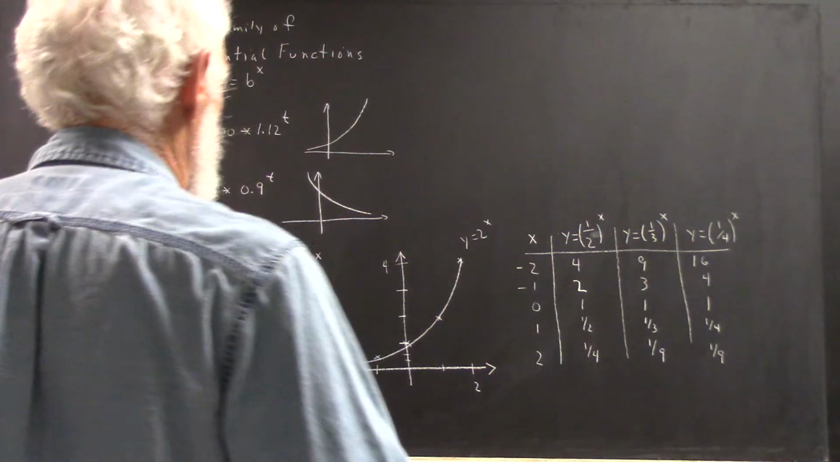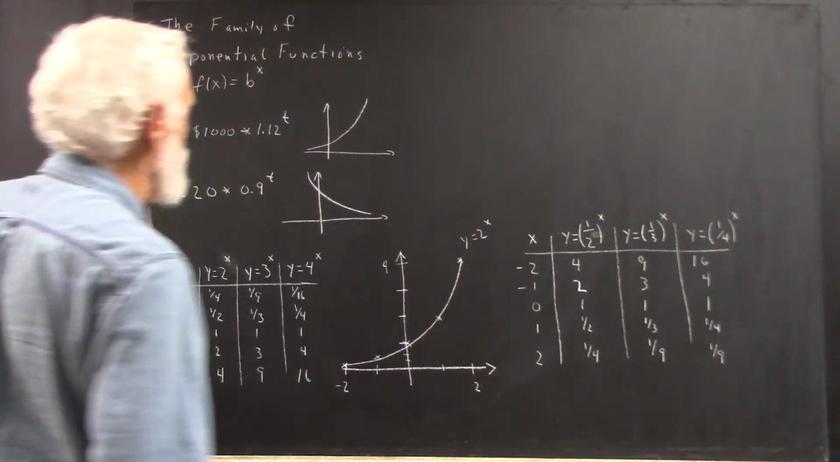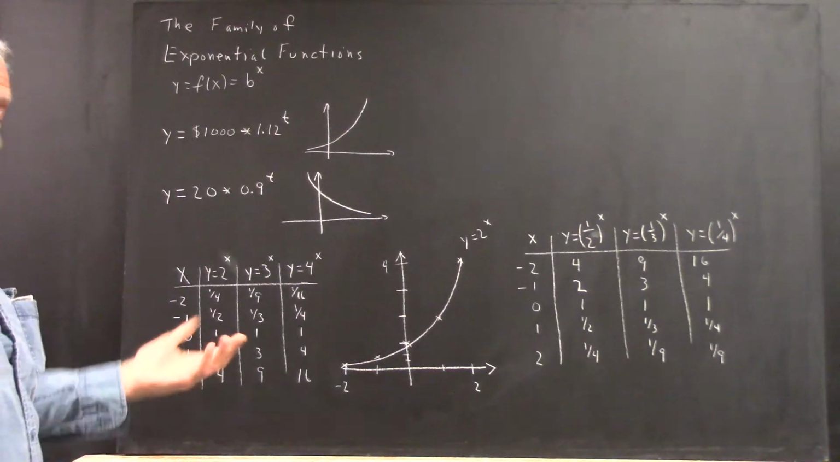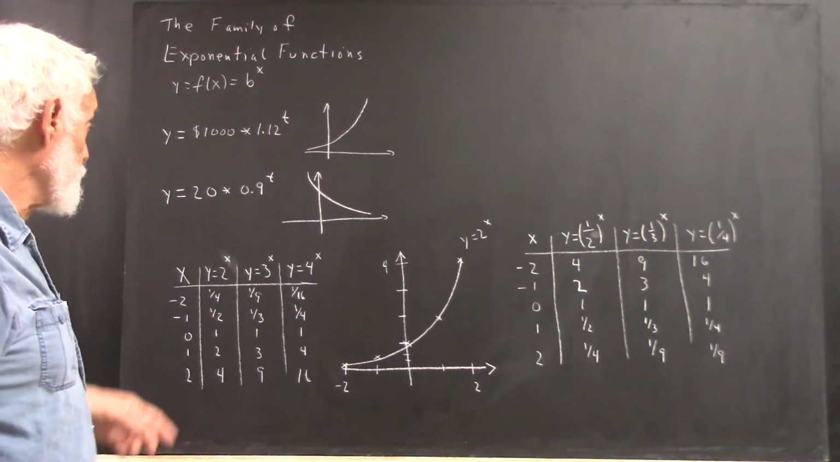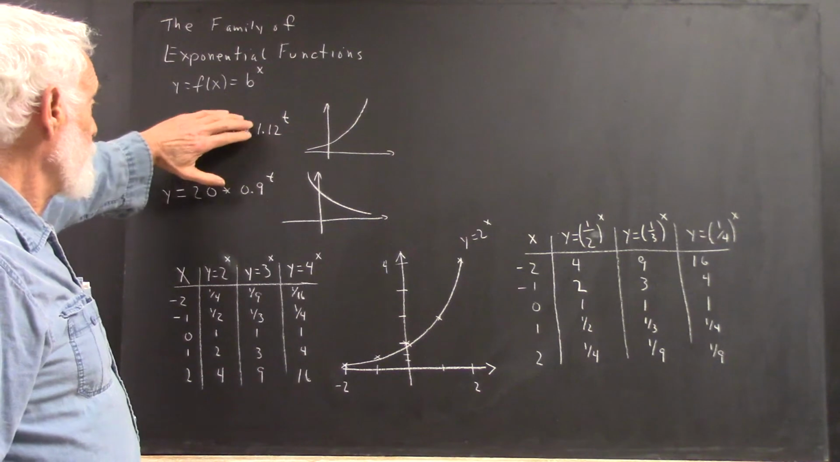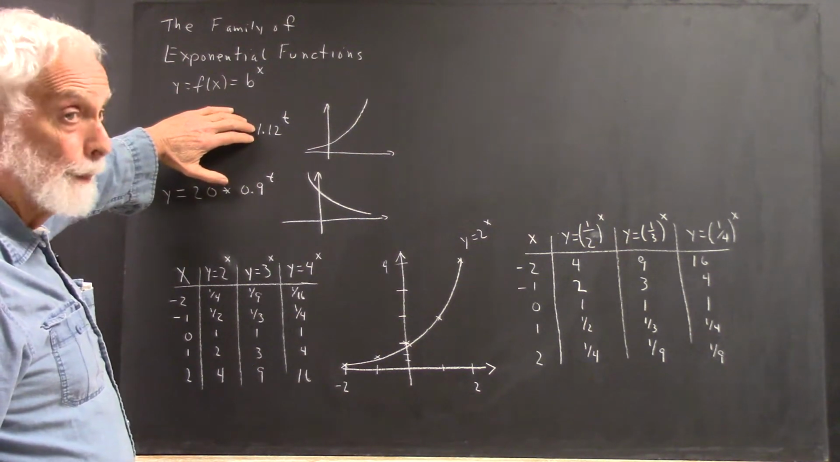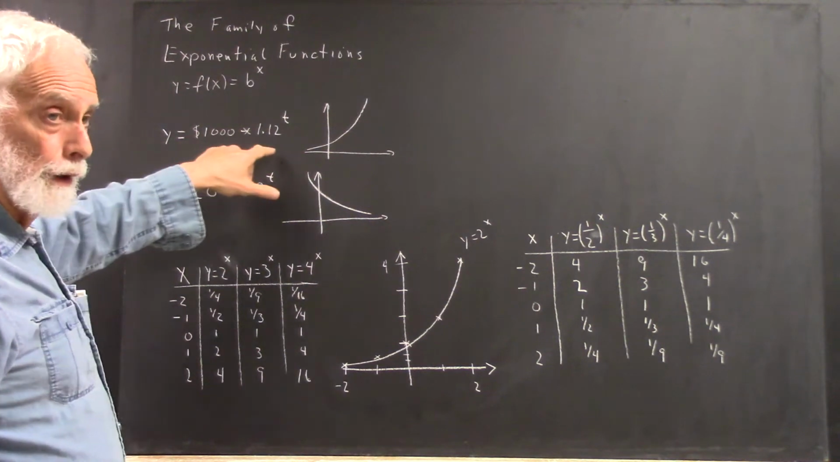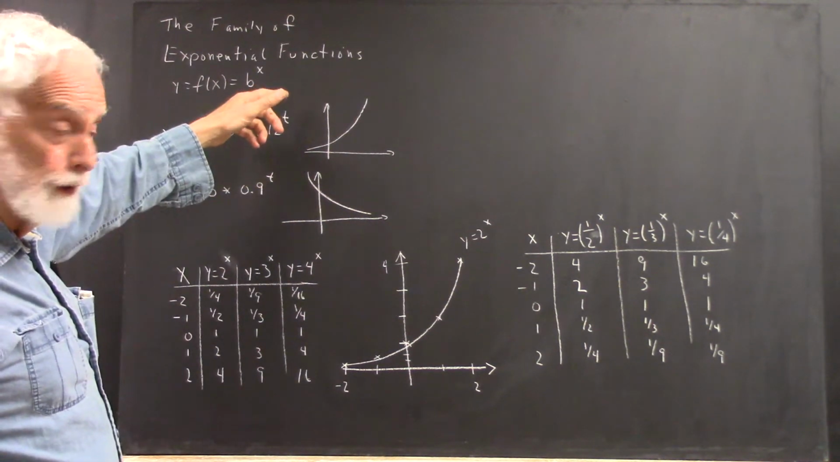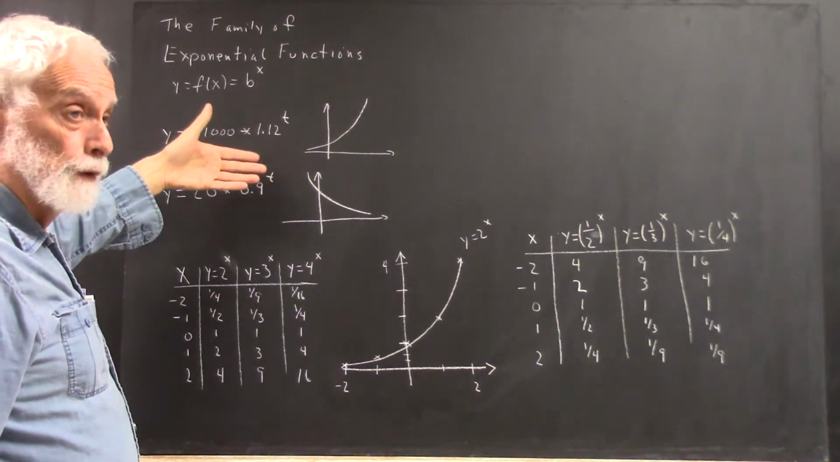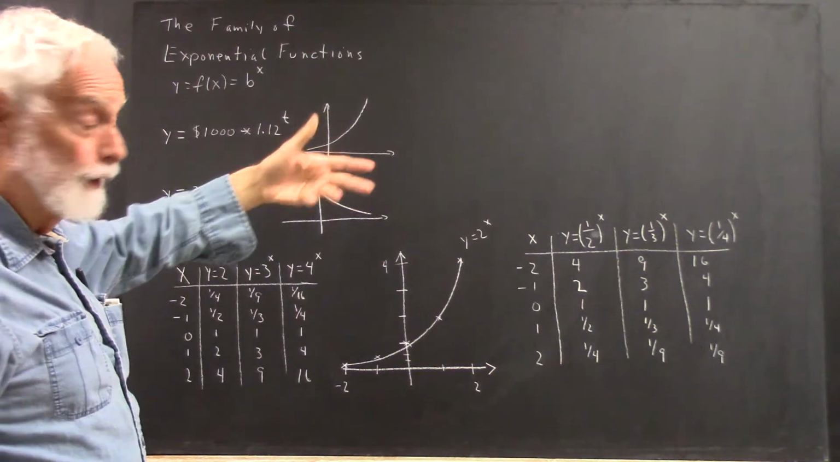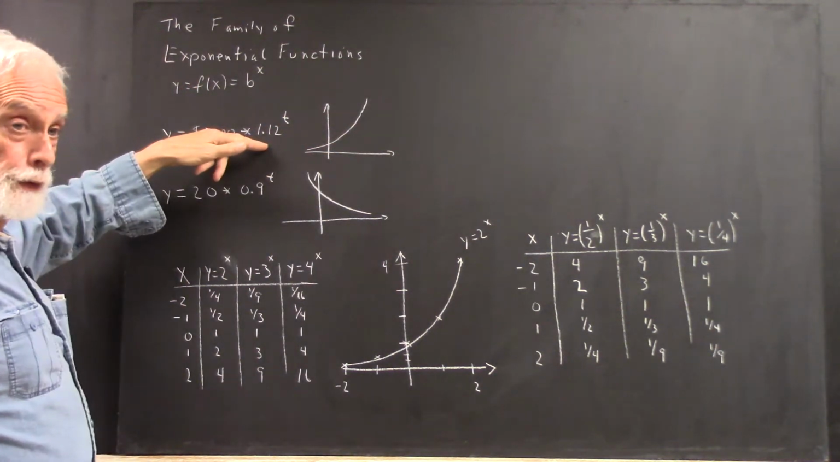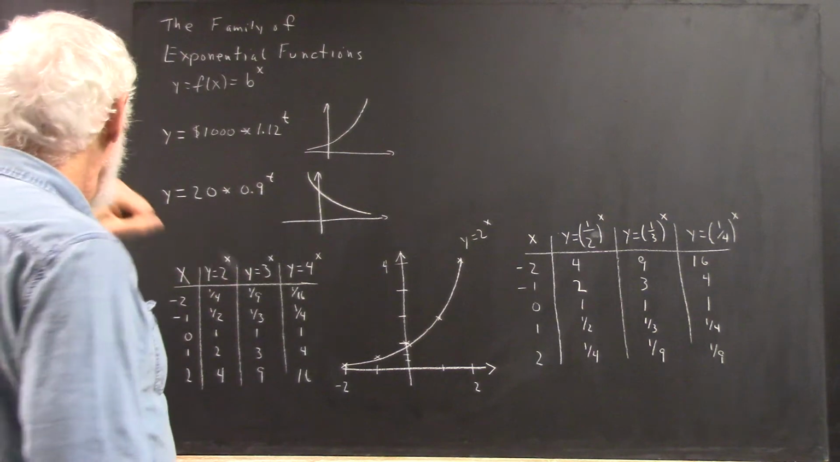Okay, we want to get an overview of the family of exponential functions. We've seen plenty of exponential functions. We've used the function 1.12 to the t for compound interest, in the context of, say, $1,000 times 1.12 to the t to calculate annual 12% interest, compounded annually.